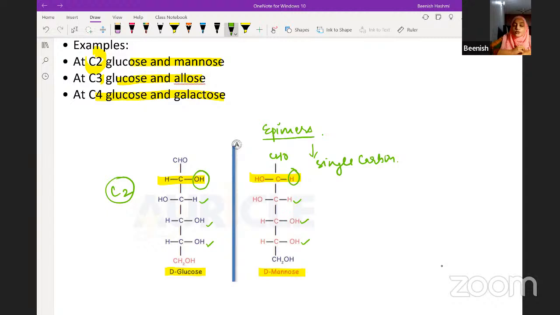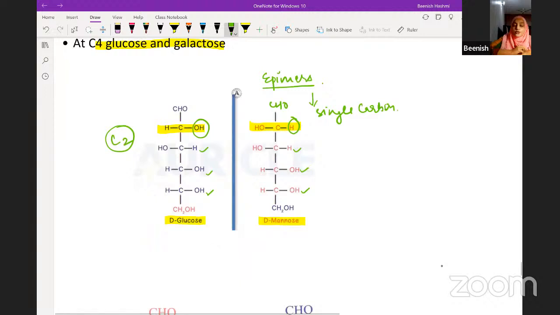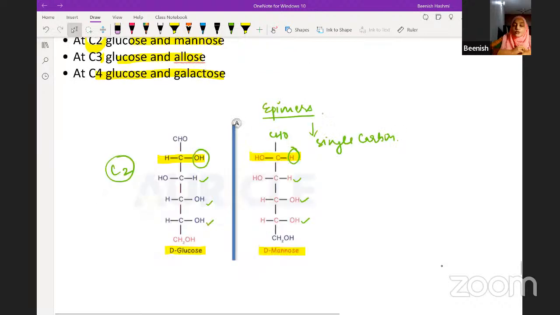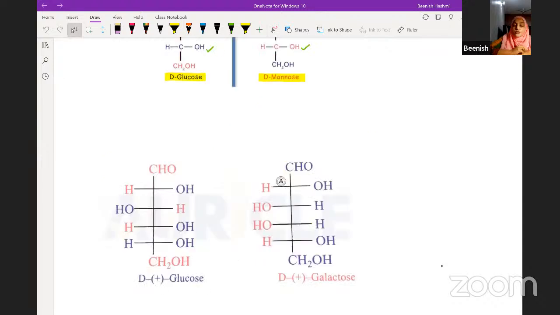Now, moving on to glucose and galactose, you can see it is at carbon 4. This is your carbon 4 here. Now you can see there is a difference in orientation at carbon 4. At the rest of the carbons, you can see the hydrogen and the hydroxyl are oriented in a similar manner. So your D-glucose and D-galactose are epimers at carbon 4. So for being epimers, the difference is at a single carbon.